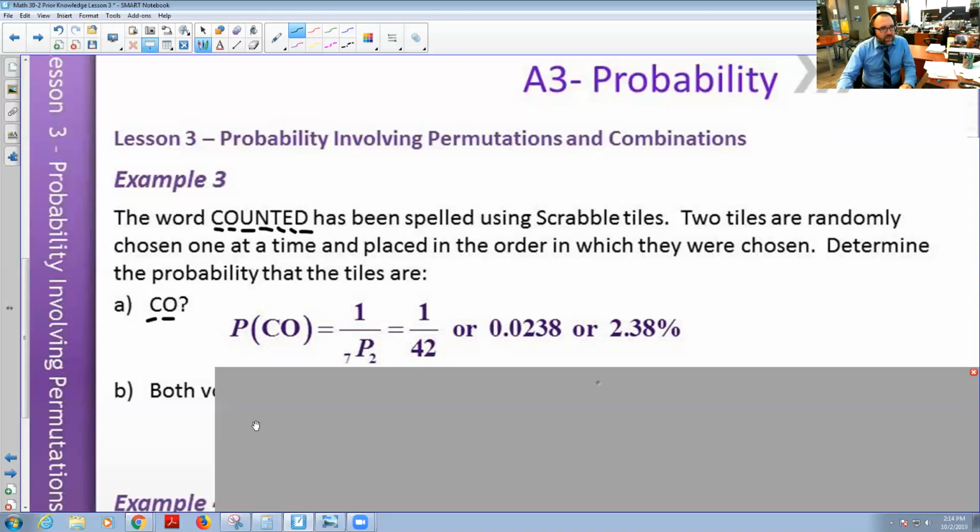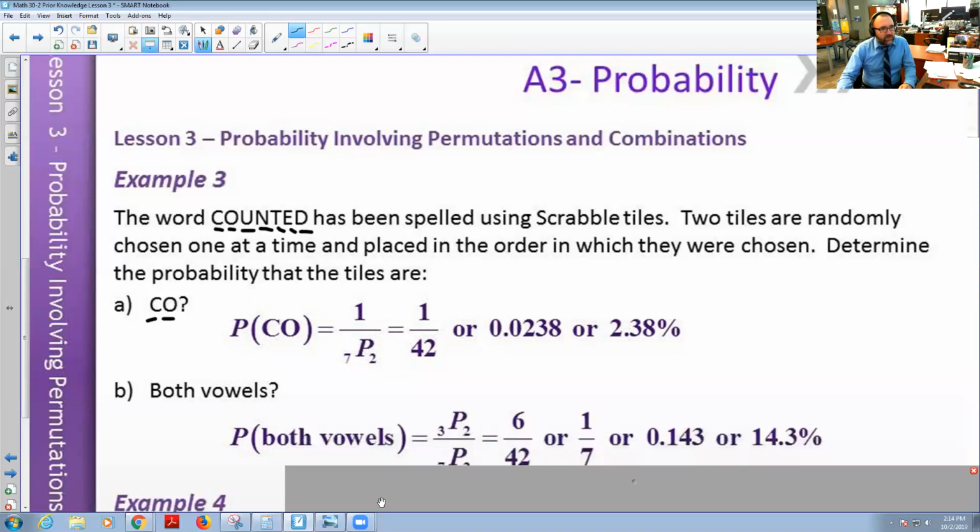So what happens if you have both vowels? So how many vowels do we have? And they have to be both. Looks like we have 3 vowels. So what do we do in that case? Well, 3P2 would be at the top, and then 7P2 at the bottom. 7P2 stays the same because it's still saying 2 tiles that are being pulled.